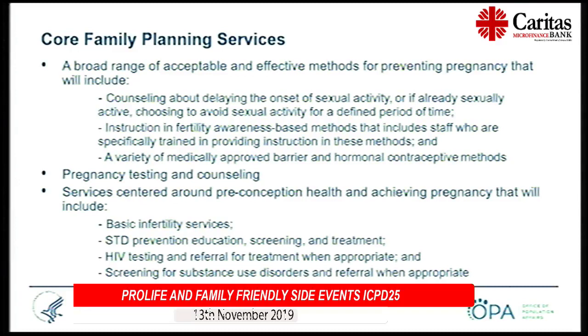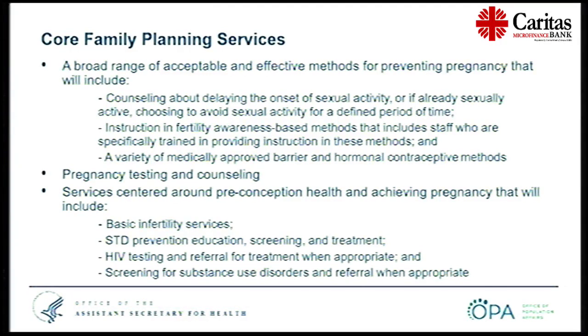The core family planning services that are a part of this, and I think this is important, I'm going to go over briefly, but it's important to understand that it's a broad range of acceptable and effective methods for preventing pregnancy that include counseling about delaying the onset of sexual activity, or if already sexually active, choosing to avoid sexual activity for a period of time, if that is the choice. Instruction in fertility awareness-based methods that include staff who are specifically trained in this area, and a variety of medically approved barrier and hormonal contraceptive methods. That is considered the broad range of family planning that is offered through our office.